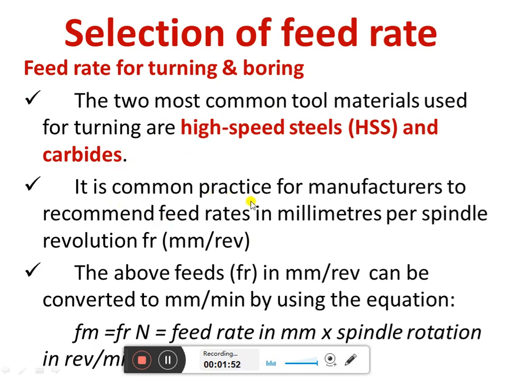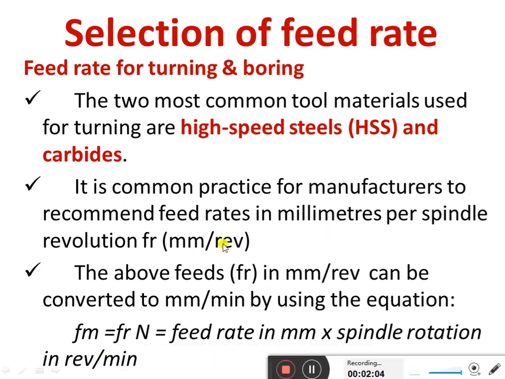In common practice, manufacturers recommend feed rates in millimeters per spindle revolution. So per revolution is what we use in the manufacturing industry, but per revolution can be converted to per minute by multiplying the feed rate by the spindle rotation in revolutions per minute. If you calculate this, we will get the per revolution value.